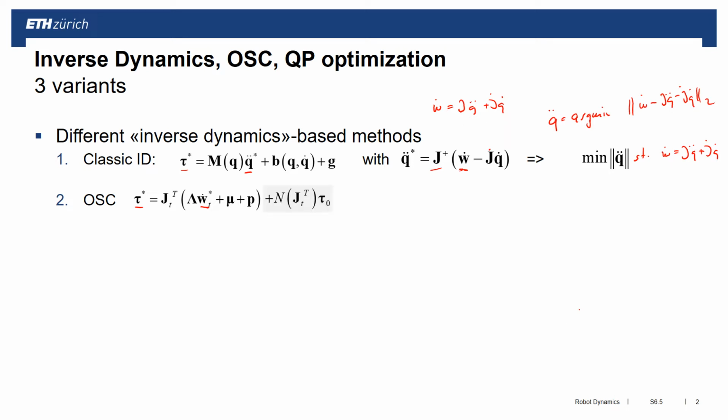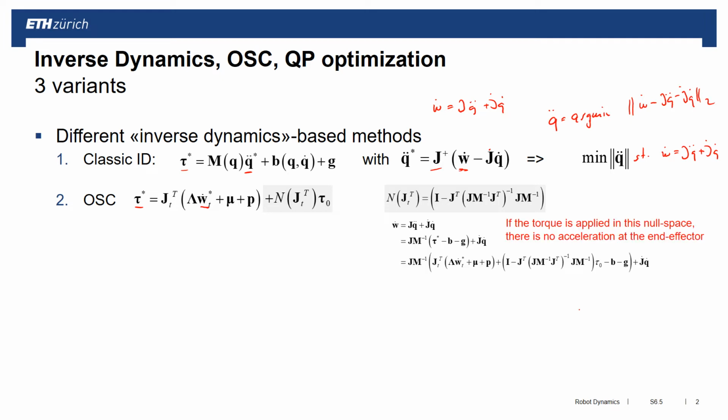In fact, there is also a null space associated to that, which says I can change my torque in this null space without actually changing the acceleration at my end effector in the desired directions I want. If you analyze this a little more in detail, then you see that this null space projection matrix is given by the following formula. So it's some sort of a mass matrix weighted pseudo inversion.